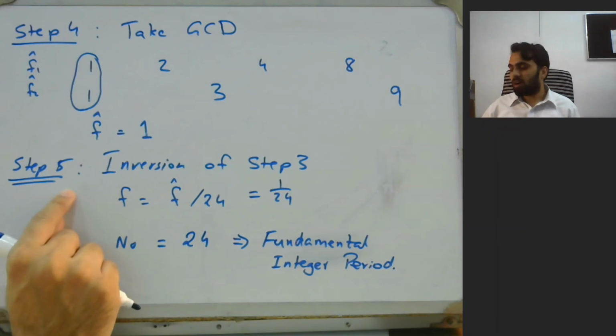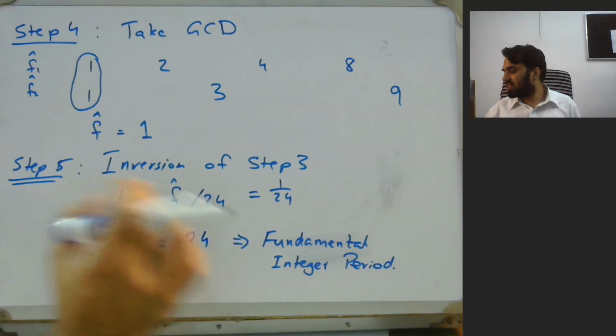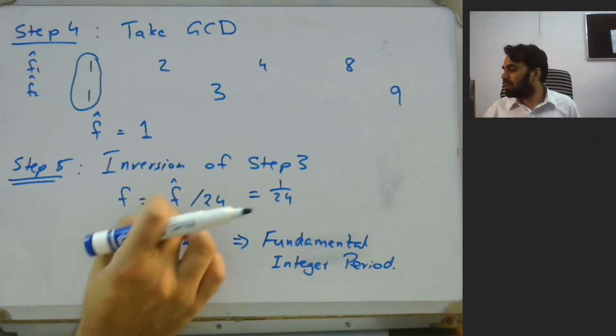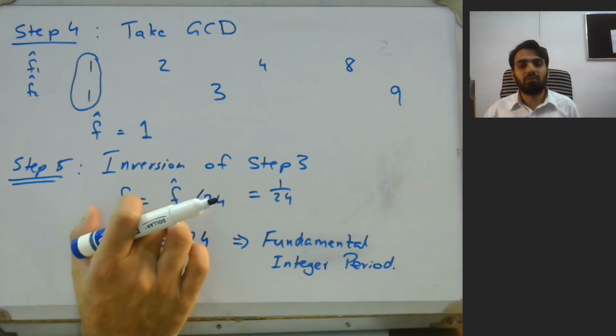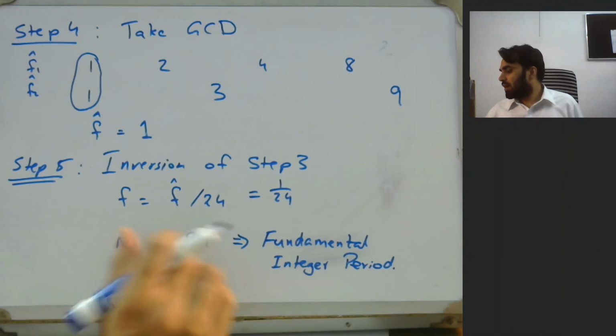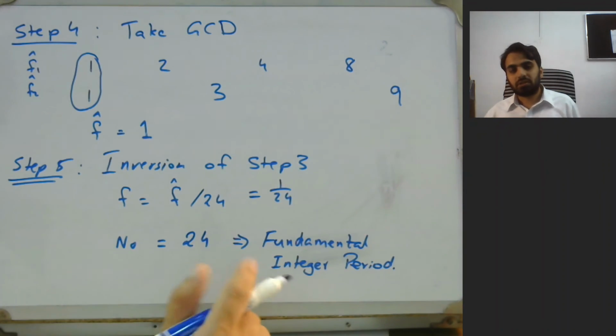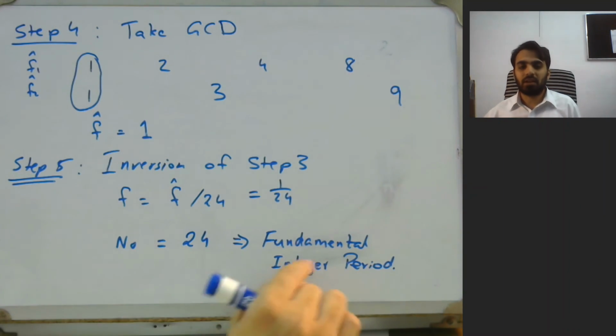And in step 5 we are just going to invert step 3. In step 3 we multiplied by 24. So in step 5, f would be equal to f hat by 24, right? So the composite frequency or fundamental frequency is simply 1 over 24. So n naught is just the inversion of this, so n naught is equal to 24. So this gives us our fundamental integer period.